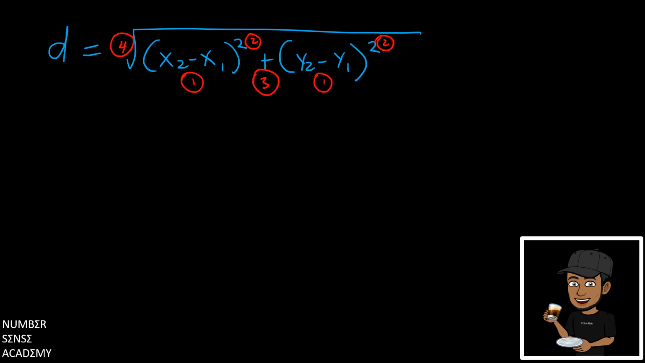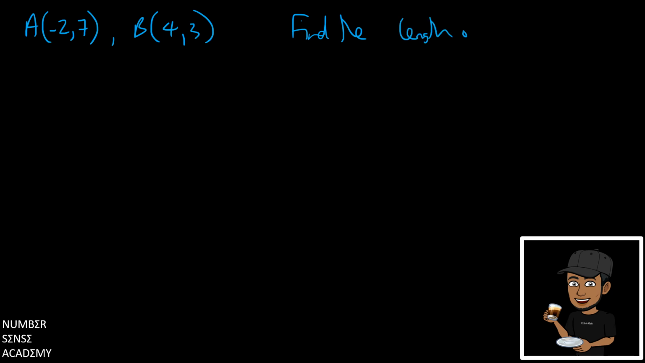And for this first example, I won't do anything on the Cartesian plane. We'll just jump right into it. So suppose we have a point A at (-2, 7), and then we have a point B at (4, 3). We want to find the length of the segment. All right, so first thing we're going to do, we're going to write down our trusty formula.